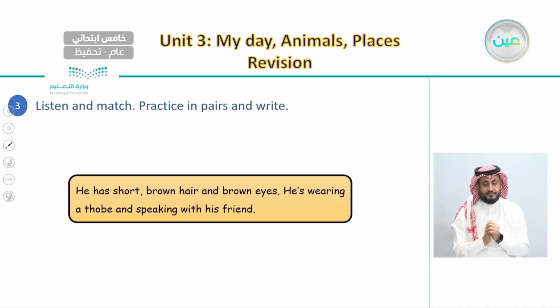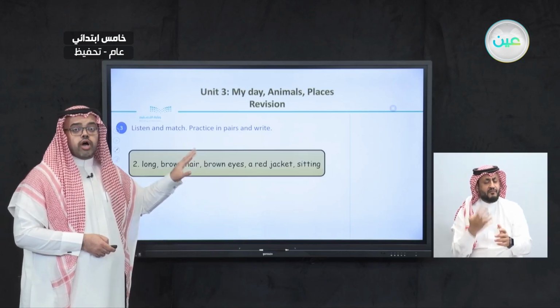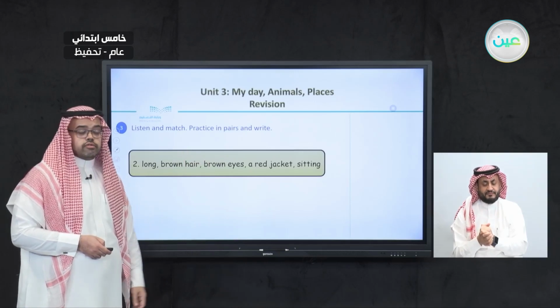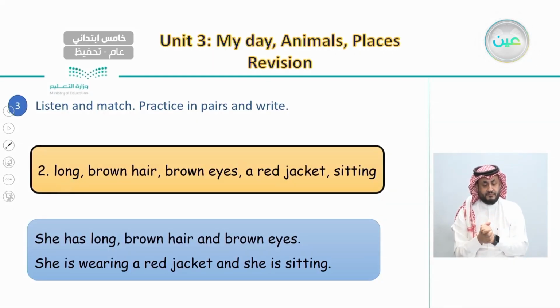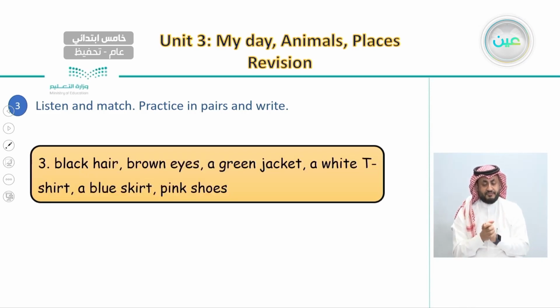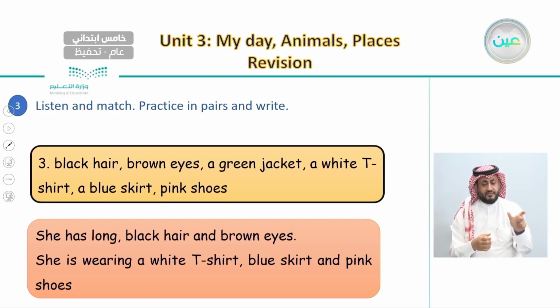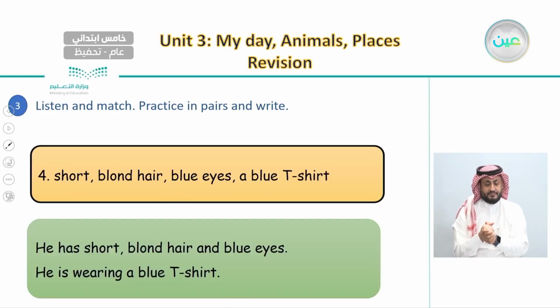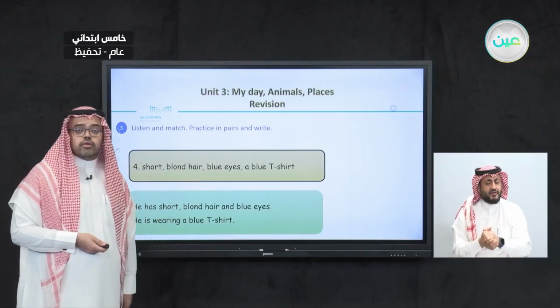And also we did listen and match, where we said that we have 4 different people. We need to write the right descriptions for each of these people. As with the first one, or number 2, we said that there is someone who has long and brown hair, brown eyes, red jacket, and sitting. So we said that she is number 2. She has long, brown hair, and also brown eyes. And even she is wearing a red jacket and she is sitting. And we did the same with the other people we can see on the picture. So we talk about their description, what are they wearing and how do they look like.